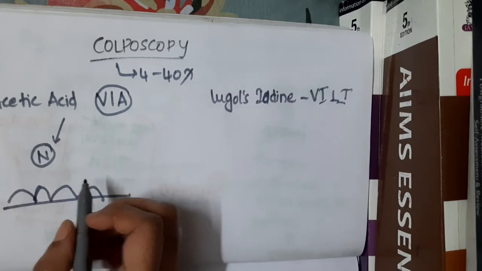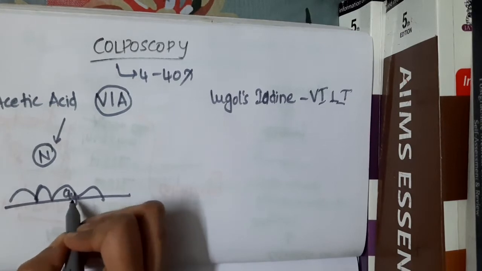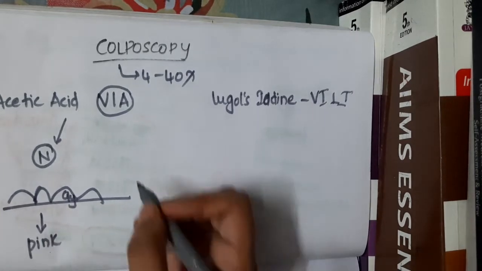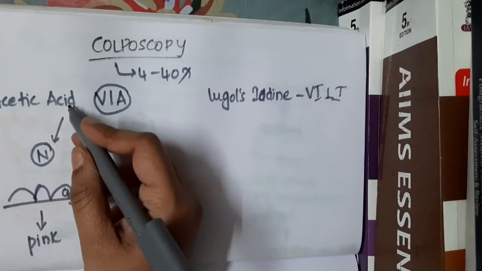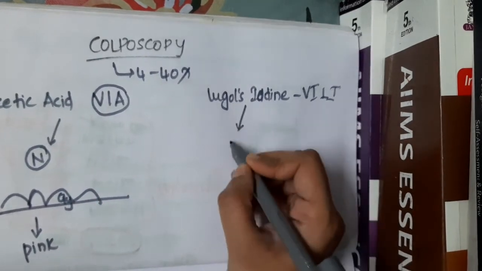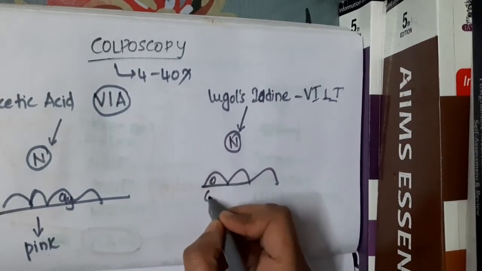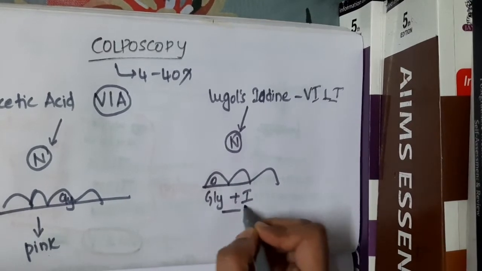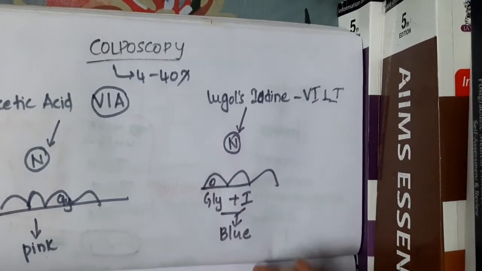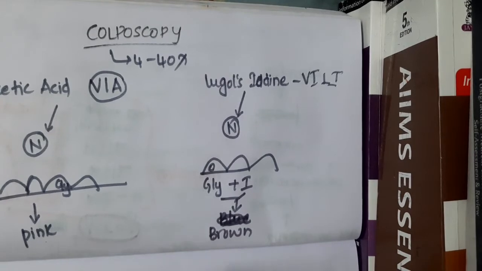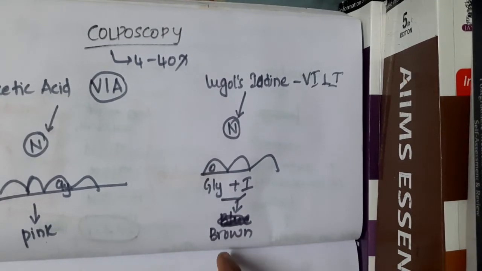Normal epithelium of the cervix has glycogen, which does not affect acetic acid much, so it appears pink in color. Similarly, with Lugol's iodine, normal cells have glycogen. This glycogen combines with iodine to form a mahogany brown colored epithelium, which is seen normally.